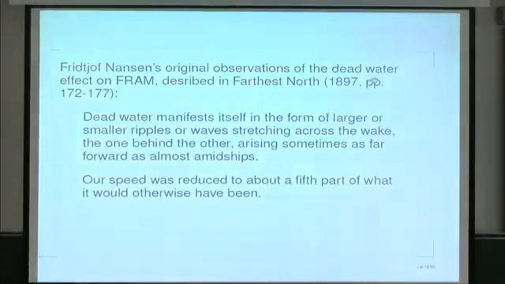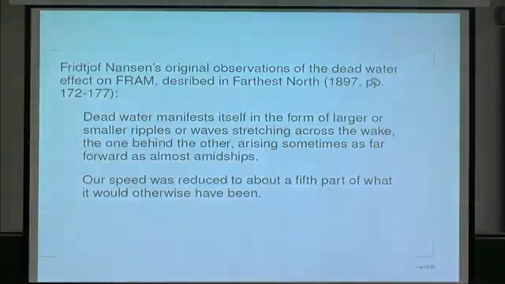But what Nansen actually wrote in his book was that our speed was reduced to about a fifth part of what it would otherwise have been. And then he discussed what the internal wave field looked like from a ship, but the speed reduction is the important point here.